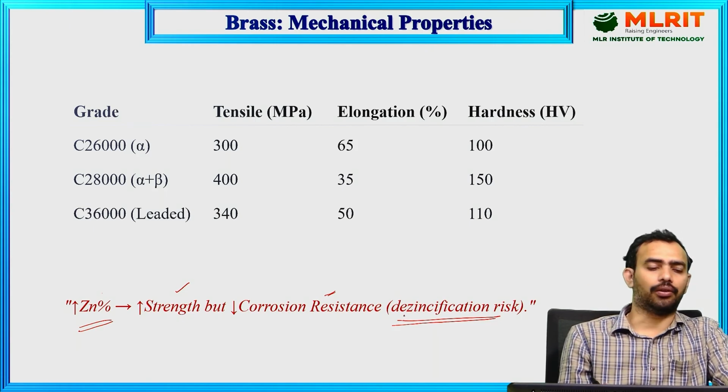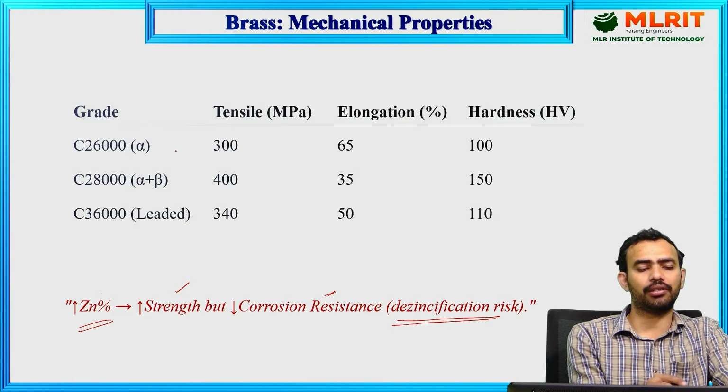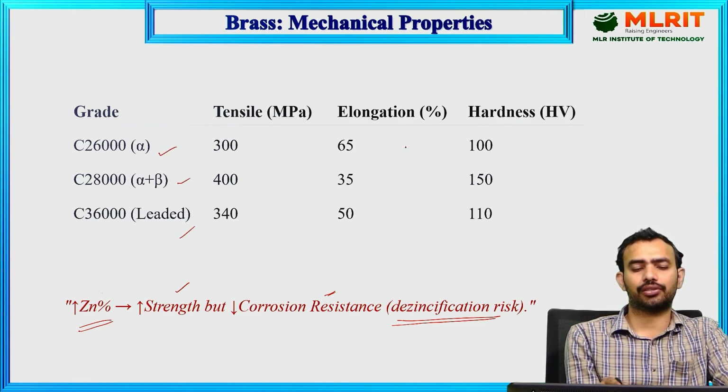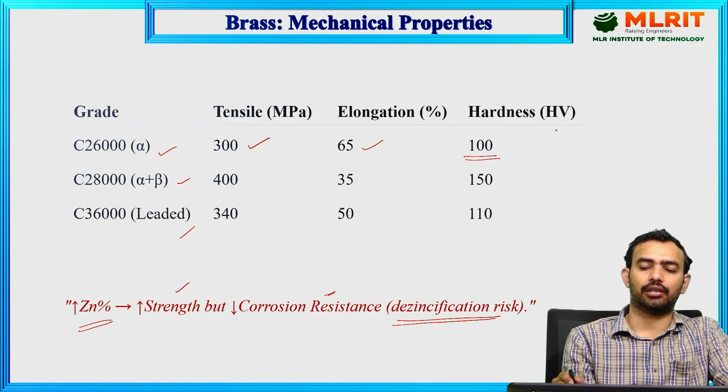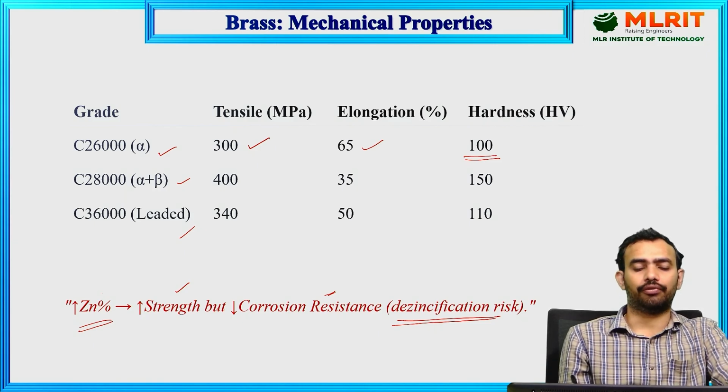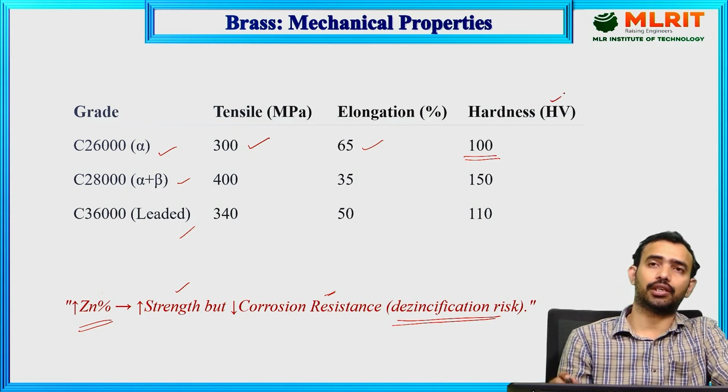Looking at the properties of alpha brass, dual brass, and leaded brass, tensile strength is very high for alpha brasses, and the elongation is also very high, but hardness is relatively at a lower value, that is 100 HV. This is the Vickers hardness.